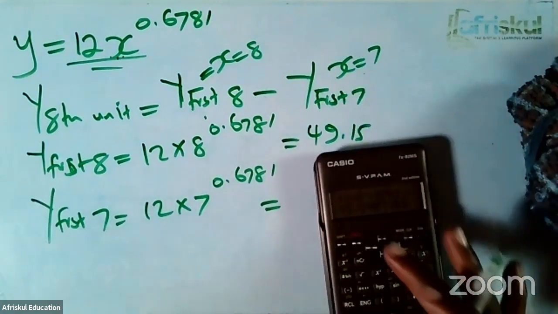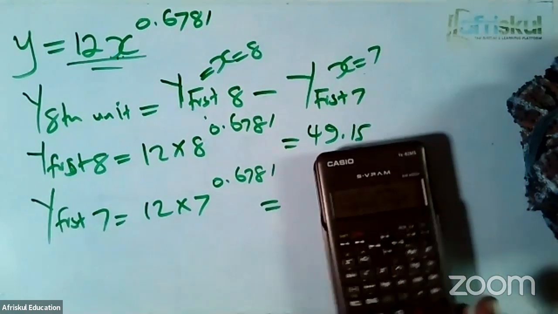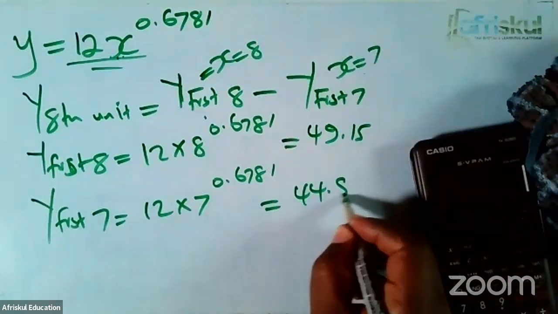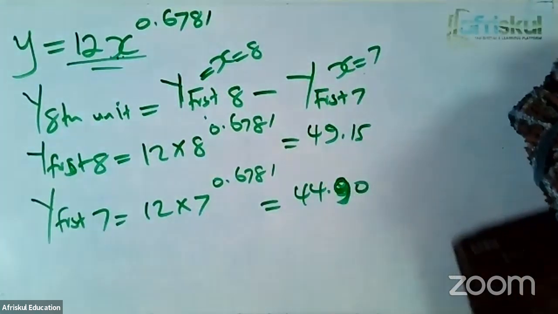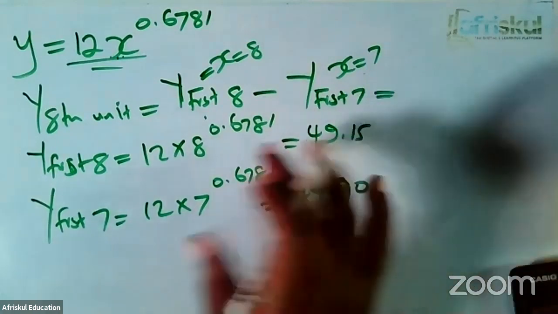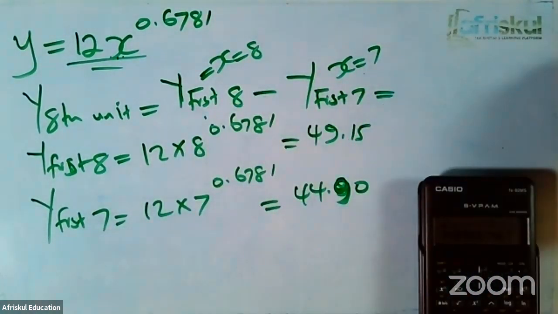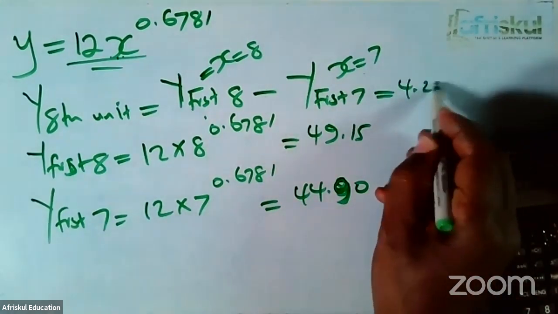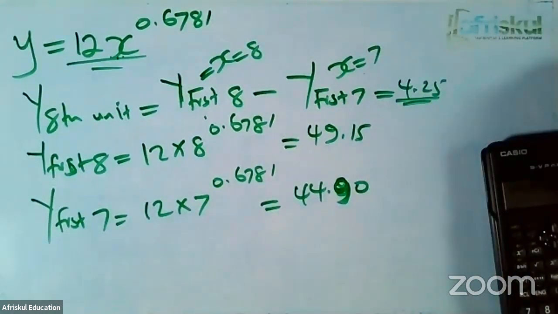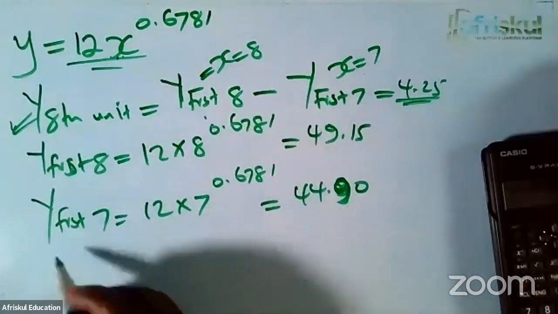And then we have every other thing remaining the same apart from quantity which goes to 7, which will give us 44.899, which is 44.90. So of course now I need to subtract the time for the first 8 minus the time for the first 7. If you subtract, it will be 49.15 minus 44.9, which will give us 4.25 hours.